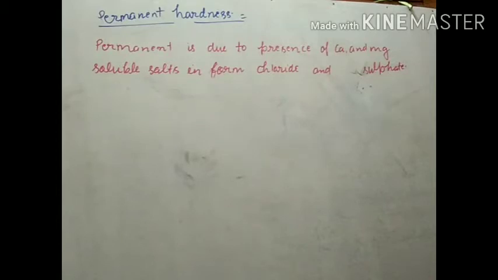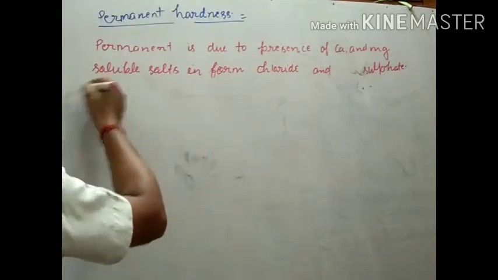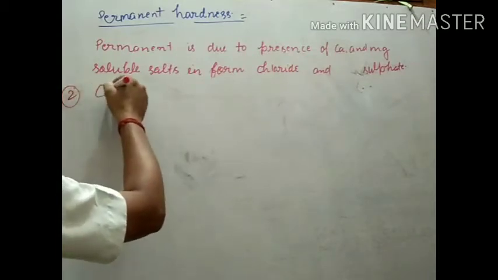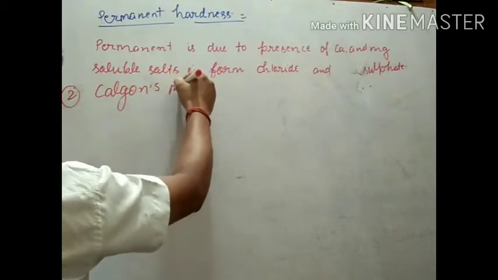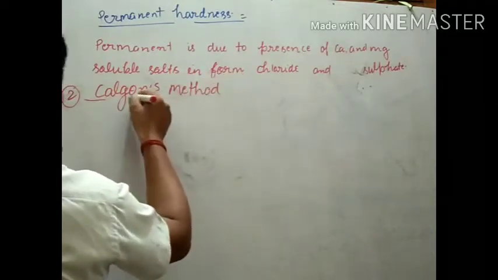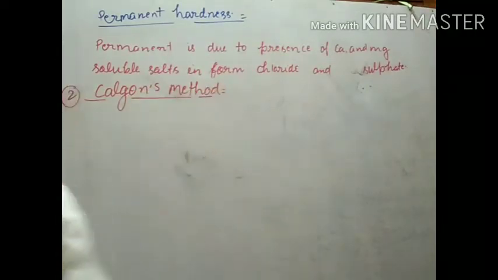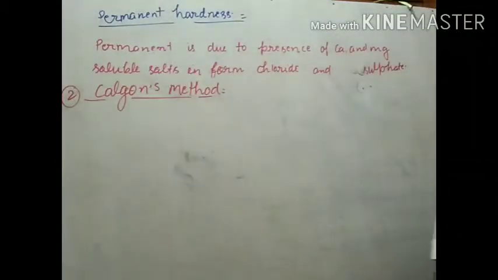The second method to remove permanent hardness is Calgon's method. We use this method when permanent hardness is caused by calcium and magnesium soluble salts present in the form of chloride and sulfate.